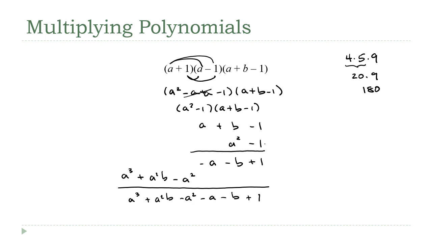Wow. Okay. They don't always come out pretty, right? They don't always come out to just 2 or 3 terms. So that's going to be it, right? That's the final result of multiplying those 3 polynomials together.